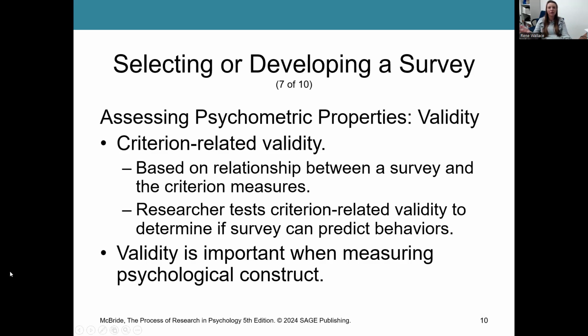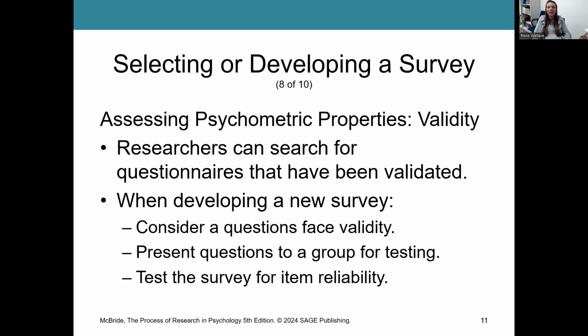So if there are surveys that have already been done that are validated, don't reinvent a depression scale. Go get the Beck Depression Inventory, right? There's already one out there that's valid and reliable. Use that. You can search for questionnaires that are already valid, like I'm saying.